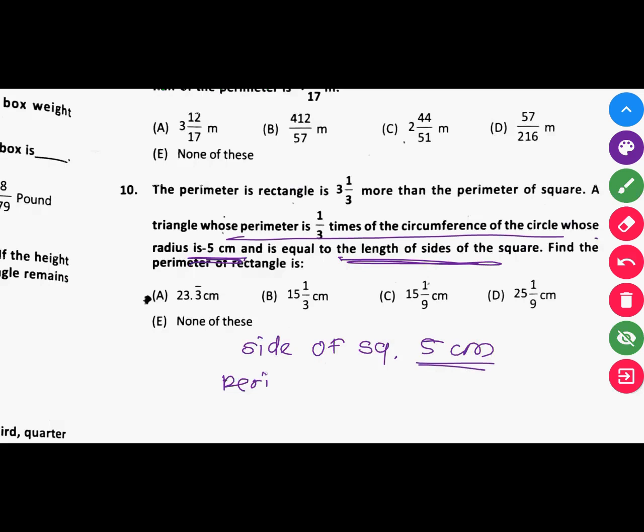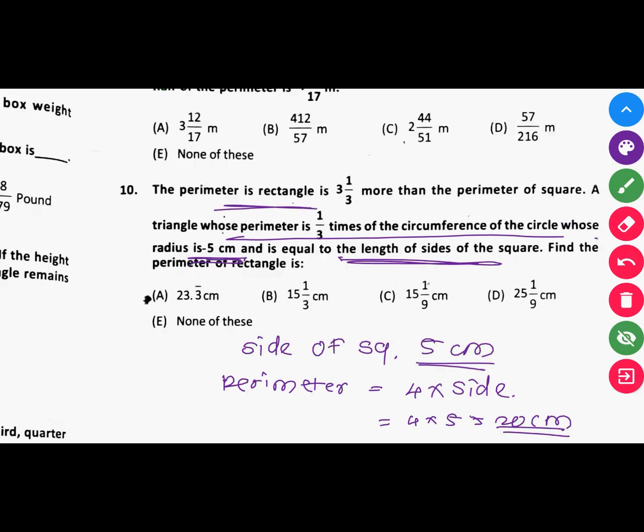Now what is the perimeter of the square? We just take the first example in which the perimeter of the square is equal to 4 into side. So 4 into 5 is equal to 20 centimeter, the perimeter of the square. So we got the perimeter of the square, which is 20 centimeter.